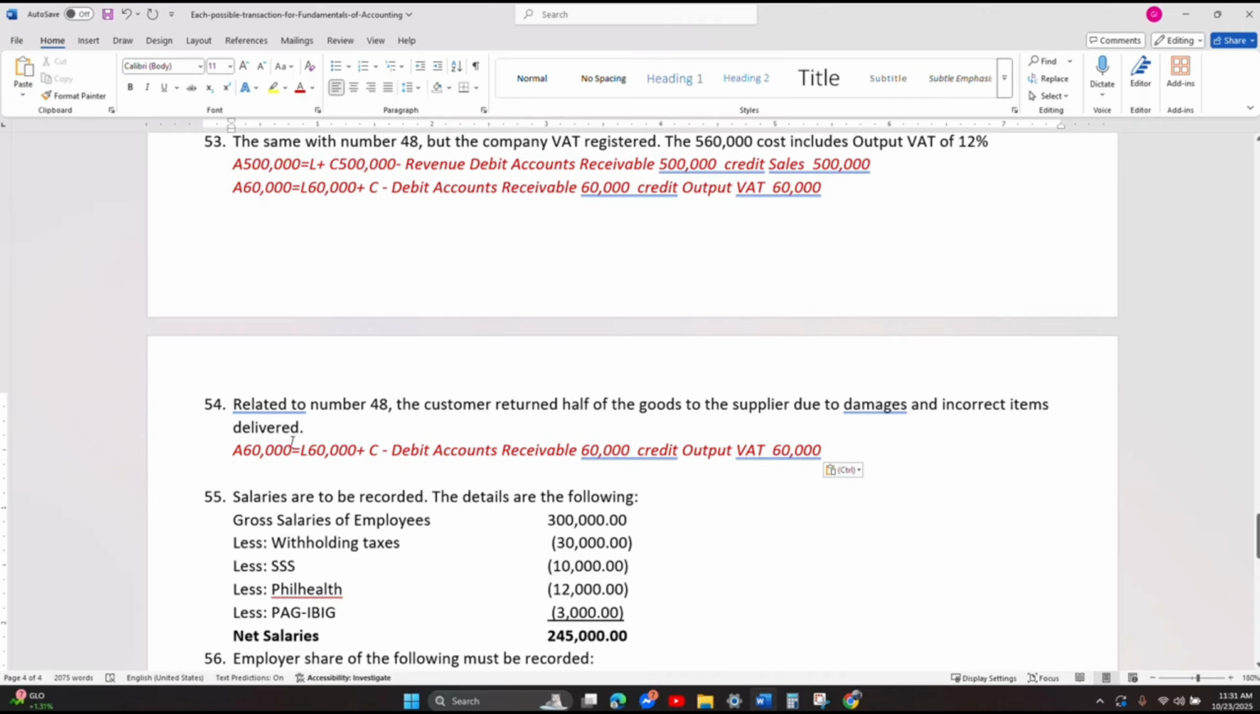So if your customer returned goods, of course, your asset will suffer. It will be deducted by how much? 560 is 280, the half. 280,000. The accounts receivable of yours will be deducted by 280,000. That's the result. And then your sales will be affected. You will have a deduction in the capital side of 280,000, which is what we call sales returns and allowances.